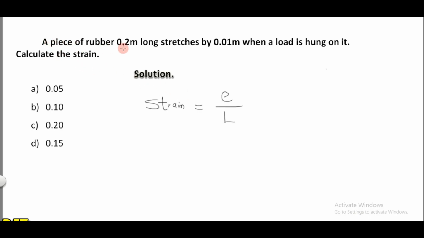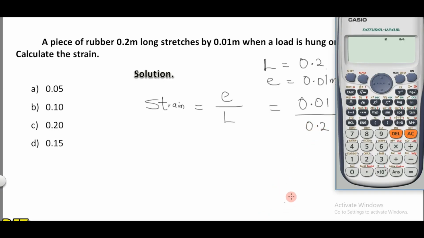A piece of rubber 0.2 meters long. So that tells us that the length of this elastic material is equal to 0.2. It stretches by 0.01 meters, so the extension is equal to 0.01 meters. So strain is equal to extension over length. This will be equal to 0.01 divided by the length, which is 0.2.